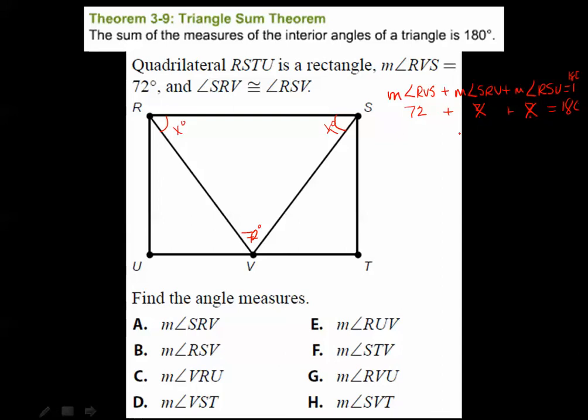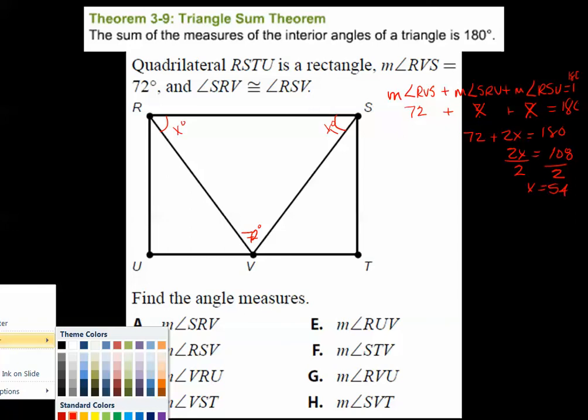So I'm going to have 72 plus 2x equals 180. I subtract 72 from 180, which gives me 108. I divide both sides by 2. I get x equals 54. So both of these angles up there are 54 degrees.